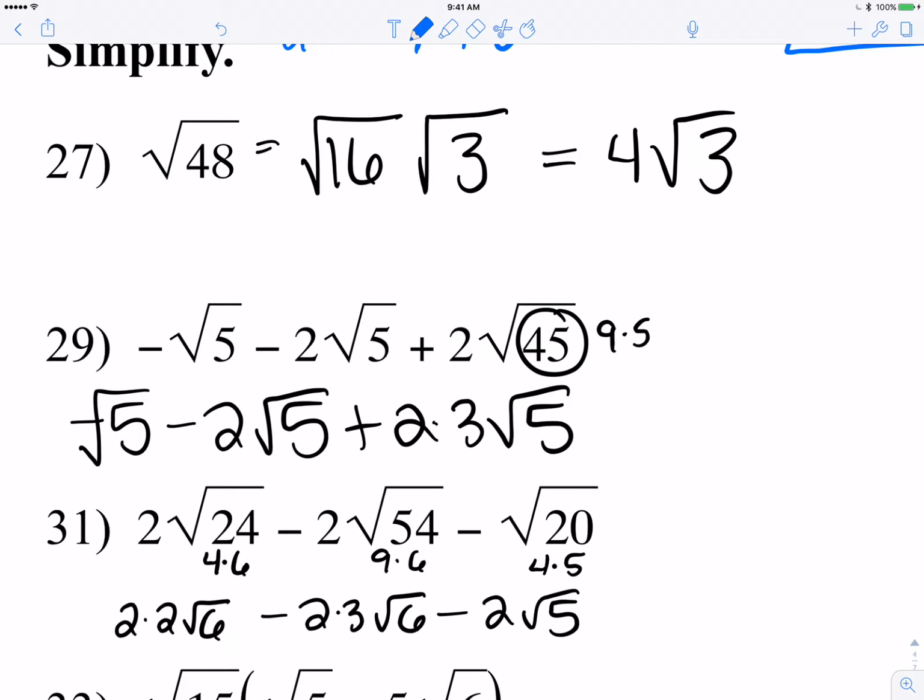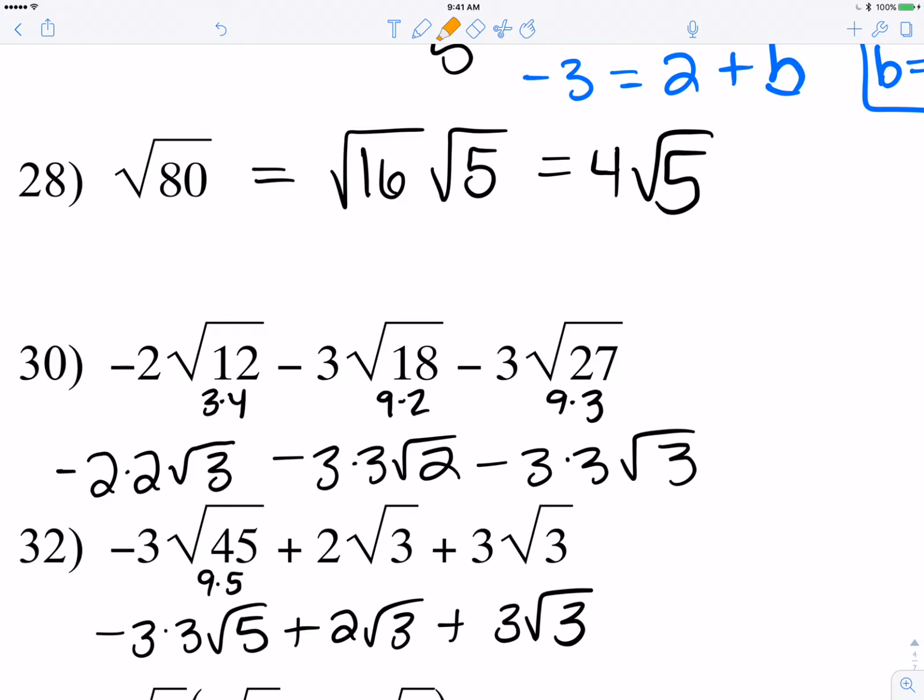16 is the perfect square that's in 48, so we break up 48 into 16 times 3. You can take the square root of 16, it's 4. You can't take the square root of 3 without getting a decimal, so we leave it underneath the square root sign. So you get 4 times the square root of 3.